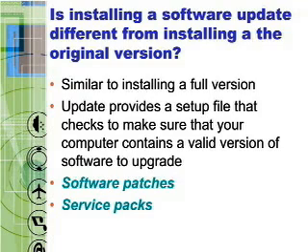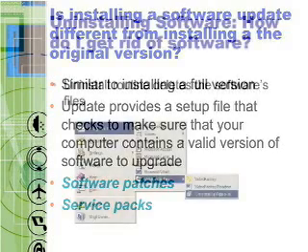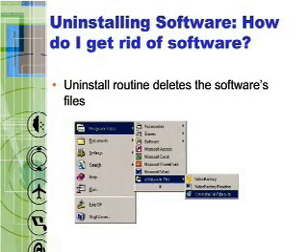It's always a good idea to install patches and Service Packs when they become available. Operating systems such as Windows and Mac OS include an uninstall routine which deletes the software files from various folders on your computer's hard disk. The uninstall routine also removes references to the program from the desktop and from the operating system files such as the file system, and in the case of Windows, the Windows registry.